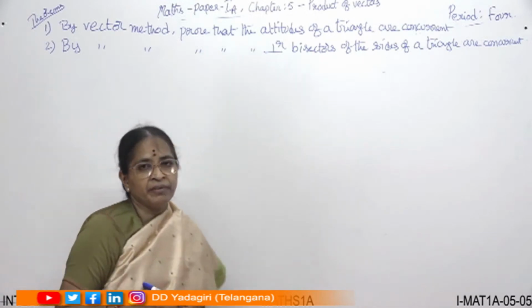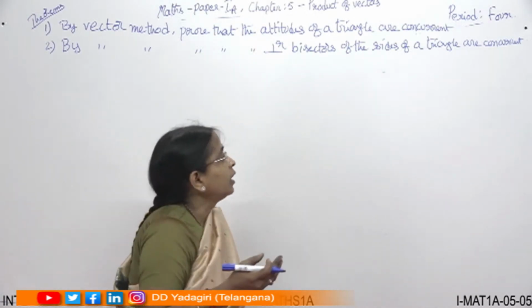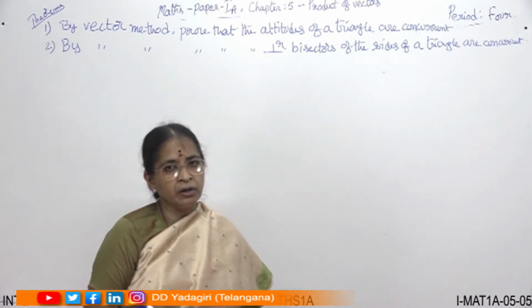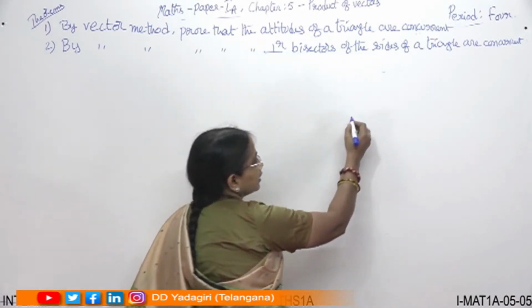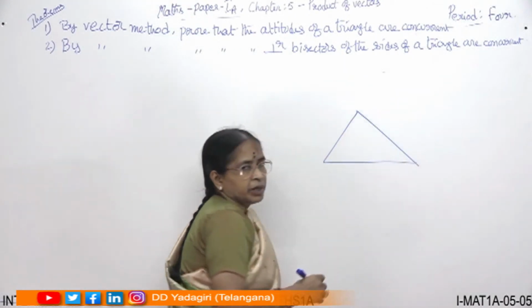Show that by vector method. You already know that in any triangle the altitudes are concurrent, and the perpendicular bisectors are concurrent. What are concurrent lines? They are the lines which intersect at the same point. They have one point in common.